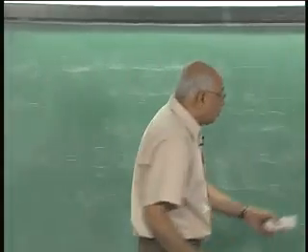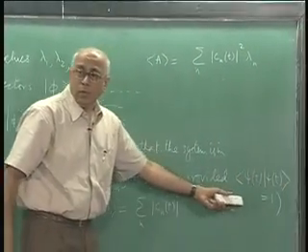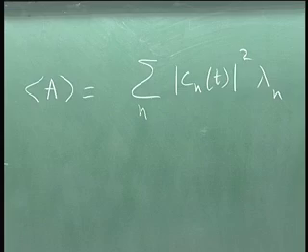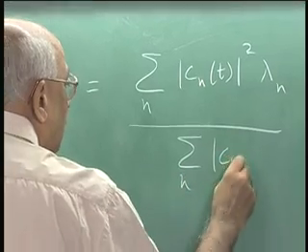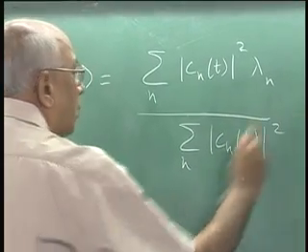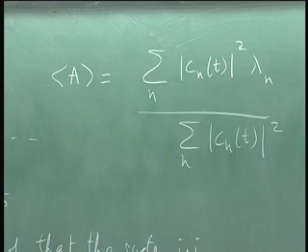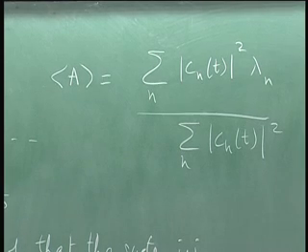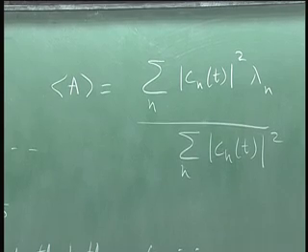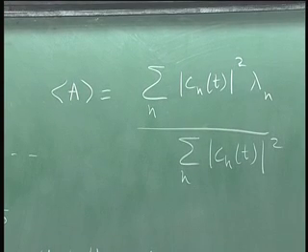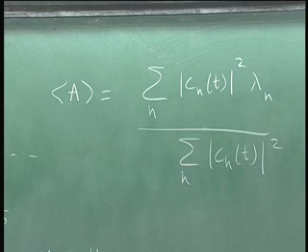Incidentally, if this were not true and it were not normalized, what would this become? You would simply divide by the sum over n of mod Cn of t whole squared. In general, this is what it would be. If you did not normalize it, you would just divide by the total probability, total sum, and that is it. But what does that tell you?